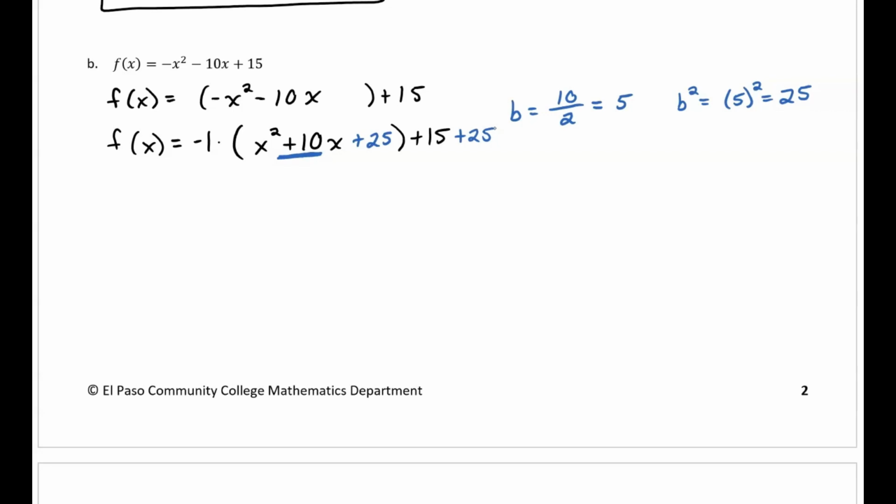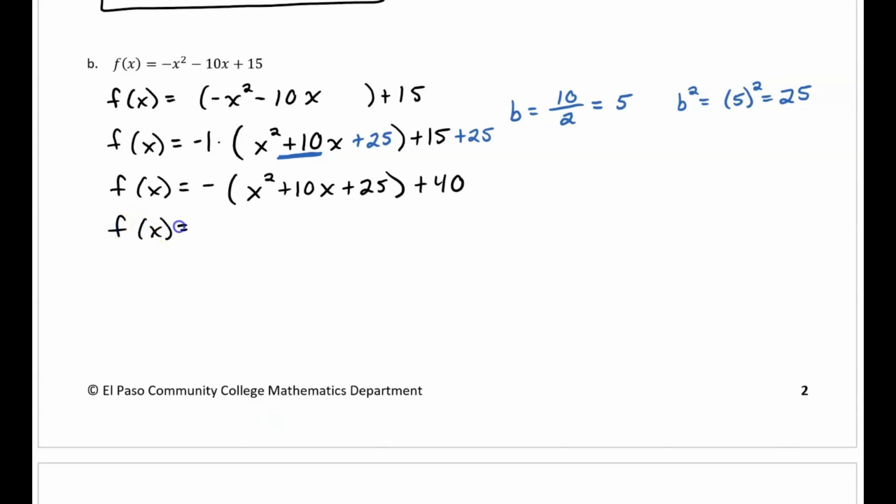Or if you want to see it the other way, if I add 25 here, I'm really adding 25 times negative 1. So I'd have to subtract that negative 1 times 25. And you can see how the negative and the negative end up turning positive anyway. So we do the same thing, however we like to view it. From that point, let's start simplifying this. I'm going to have x squared plus 10x plus 25 plus 40, and of course the negative still in front of those parentheses.